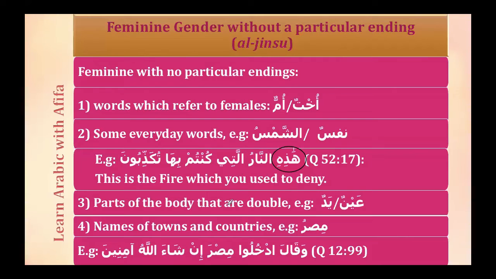But there are certain words where you will not see a particular ending that will tell you that this is feminine. So how do you know that, right? You know that because the word itself means feminine. We talked about this in the beginning, right? Like ukht has to be feminine because it means sister. Ummun has to be feminine because it means mother. So this one is very obvious. No problem here. I believe this is the tricky one here.